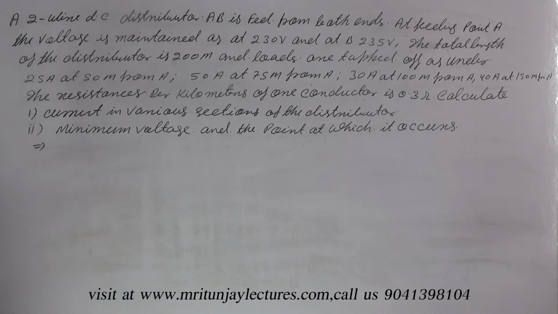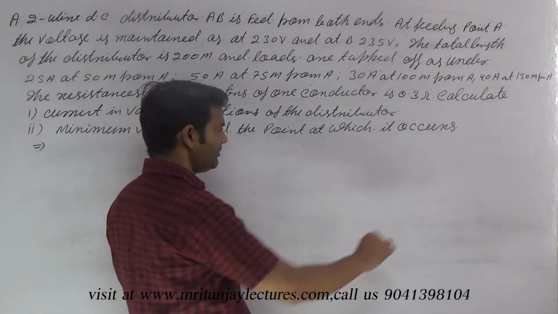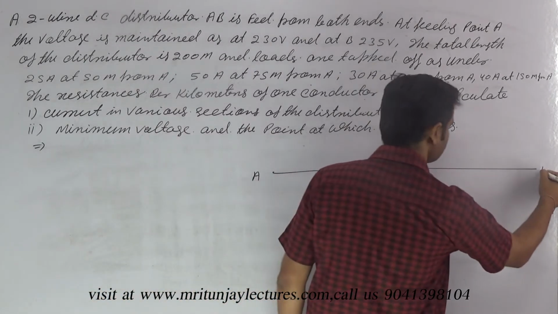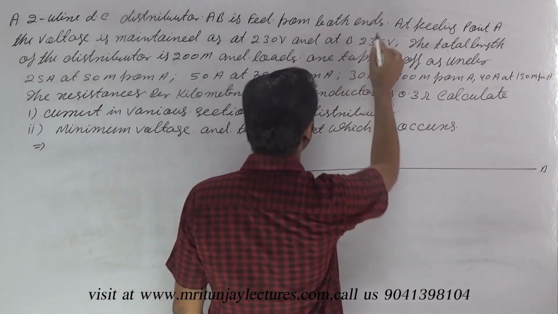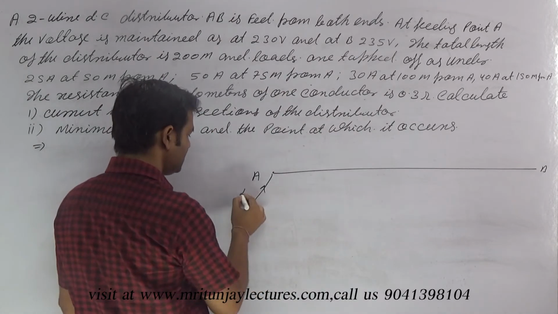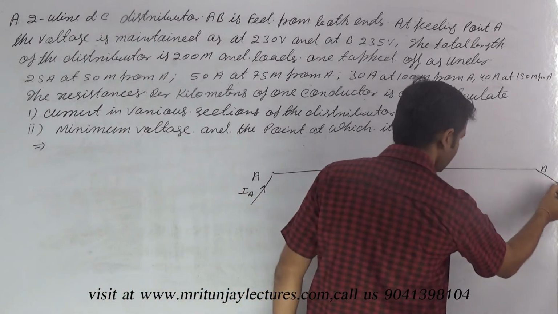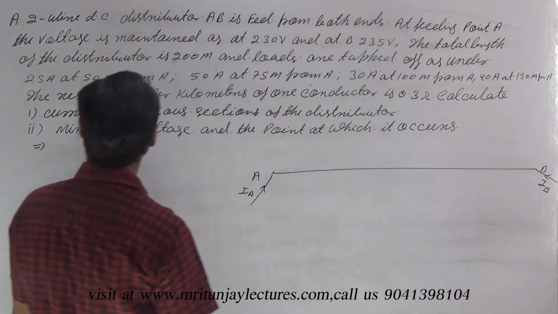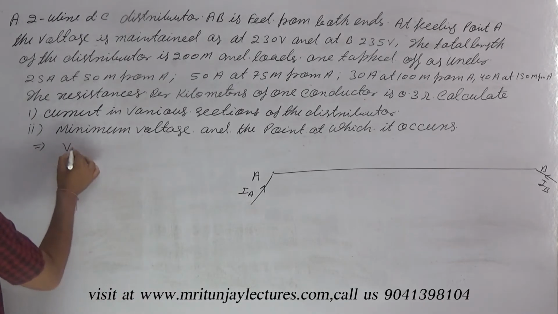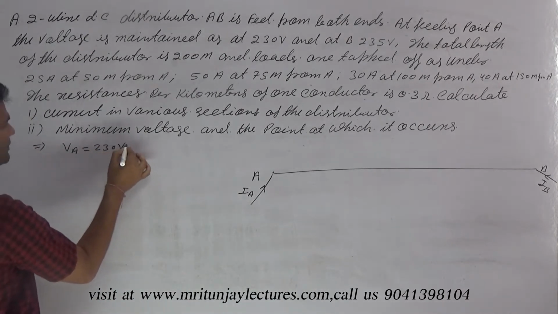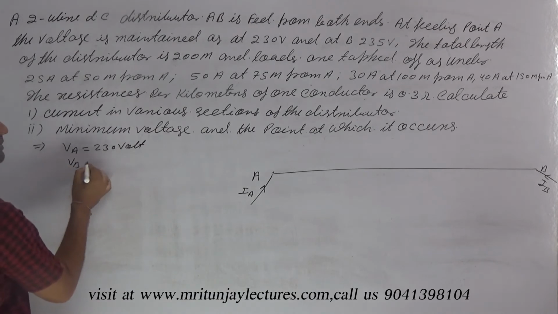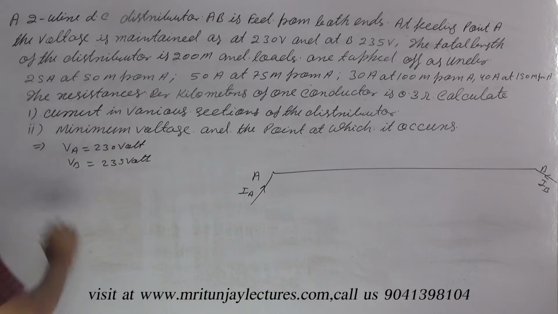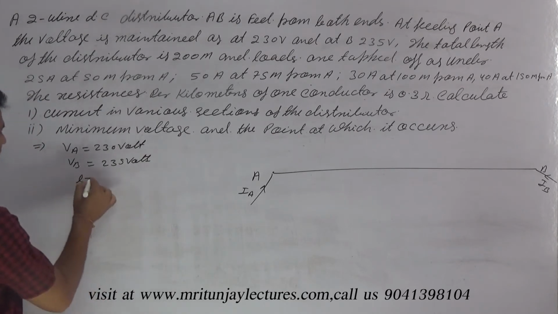Corresponding to the question, a 2-wire DC distributor AB. First of all, draw the distributor AB, with A at one end and B at the other. From both ends, the current from A is IA and from B is IB. At the feeding points a voltage is maintained: VA is equal to 230 volt and VB is equal to 235 volt. The total length of the distributor is 200 meter.